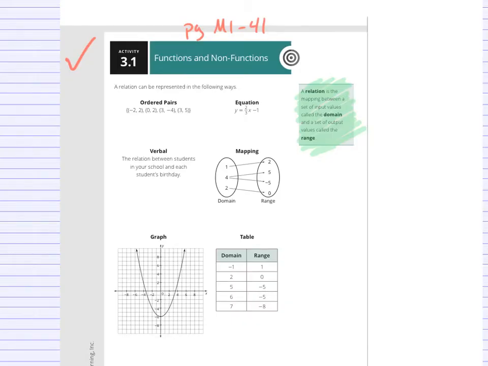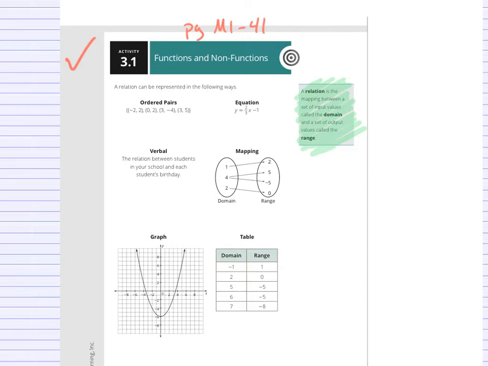All right, on page 41, we're going to talk about relations. The definition over here is highlighted in green. A relation is the mapping between a set of inputs called the domain and outputs called the range. So anything that you can match up, hey, this X goes with this Y, that is a relation. Now again, some relations are special, they're called functions. So we're going to look at all these little examples real quickly, and you can tell these are all relations.